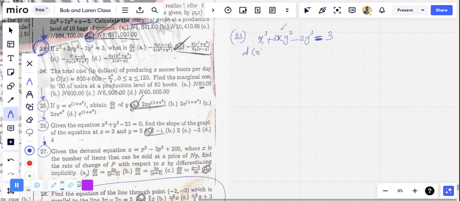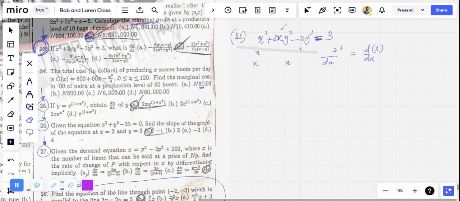Differentiate this x cube, the first term, with respect to x, plus you also need to differentiate this 3xy squared with respect to x as well. At the same time, minus you need to differentiate this 2y raised to the power of 3 with respect to x as well. And then you differentiate this 3 with respect to x also. So you have d/dx of x cube, d/dx of this, d/dx of what I have there.